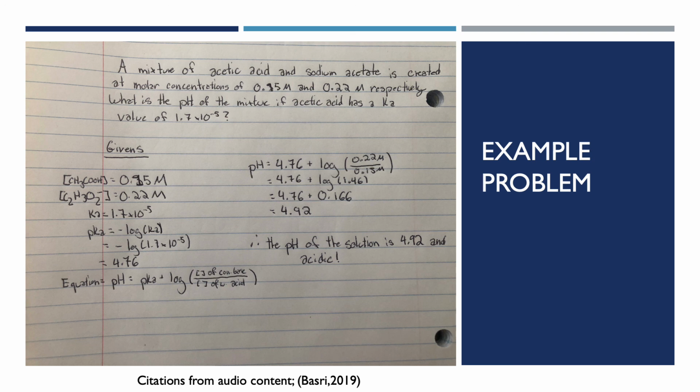We also write down the Henderson-Hasselbalch equation that we will be using. pH is equal to the pKa, which we just derived, plus the log of the concentration of the conjugate base divided by the concentration of the conjugate acid. We know that acetic acid is the acid, the weak acid, and sodium acetate is the conjugate base. We can now plug our values into the formula. We take the log of the different concentrations and add it to our pKa value. We get a pH value of 4.92.